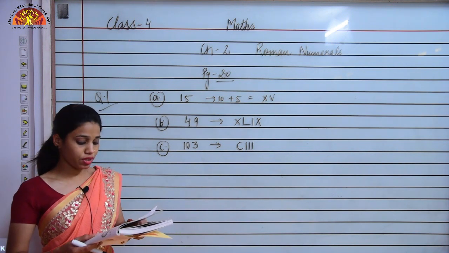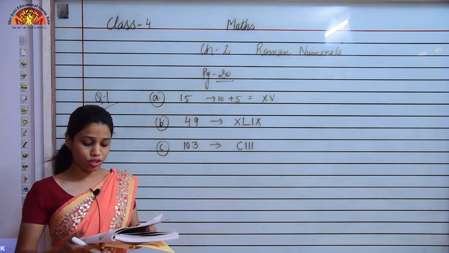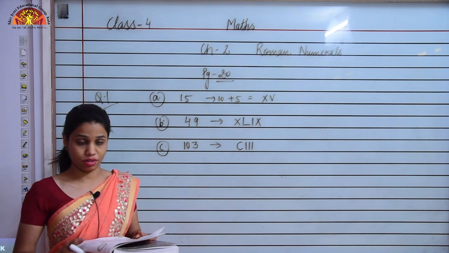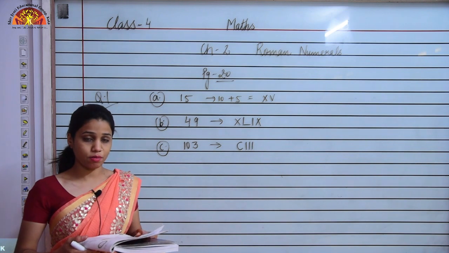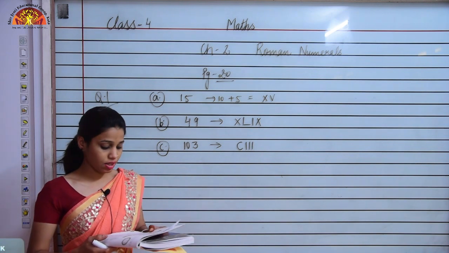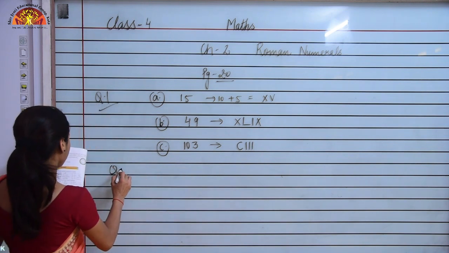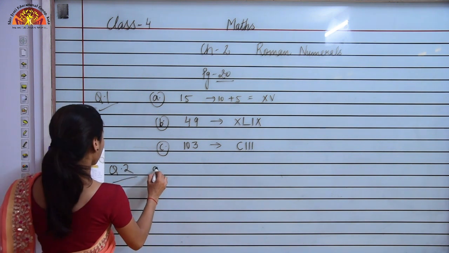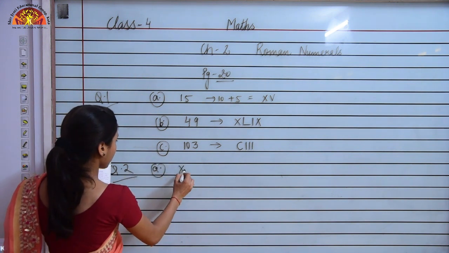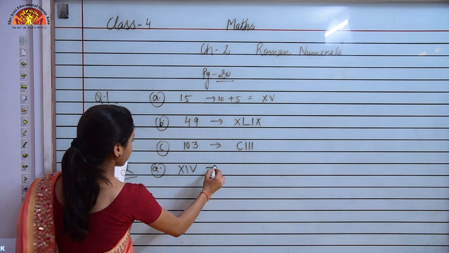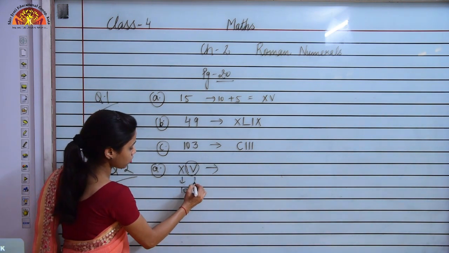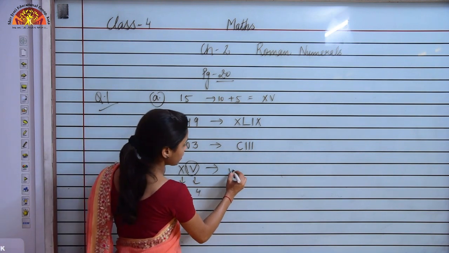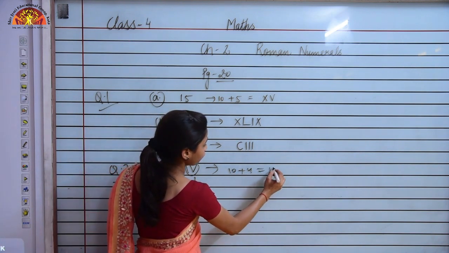Now question number 2 is convert the following Roman numerals to Hindu Arabic numbers. Now you are given the following Roman numerals, you have to convert them to Hindu Arabic numbers. Now let us see A part, XIV. Now see, this is 10 and this is 4. So this will be 10 plus 4, that is 14.